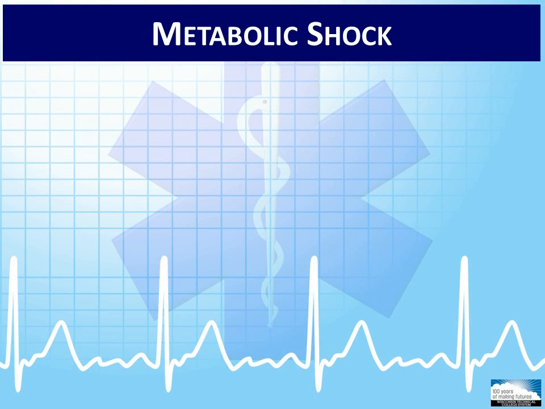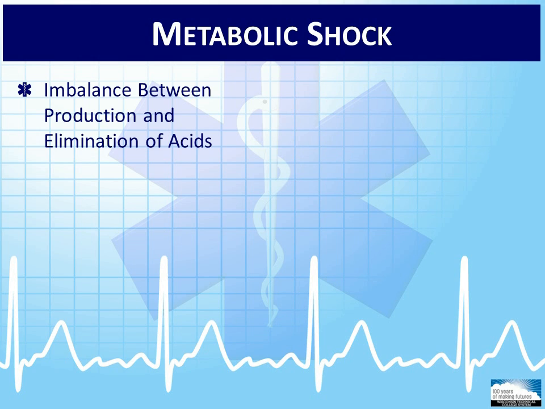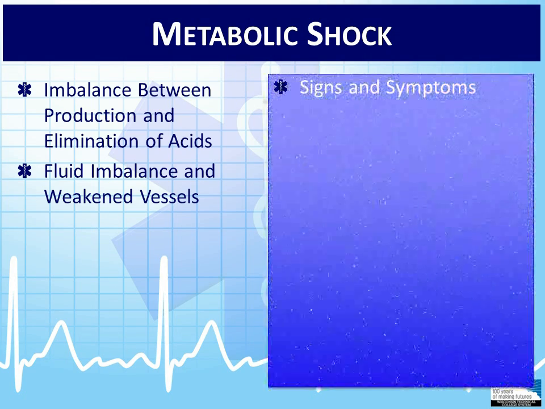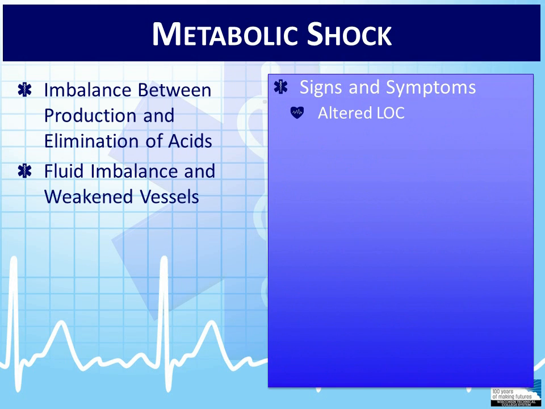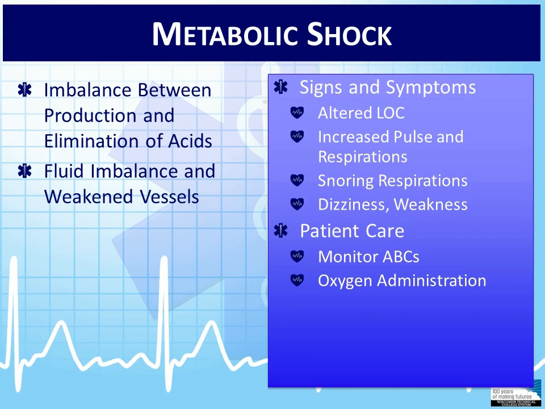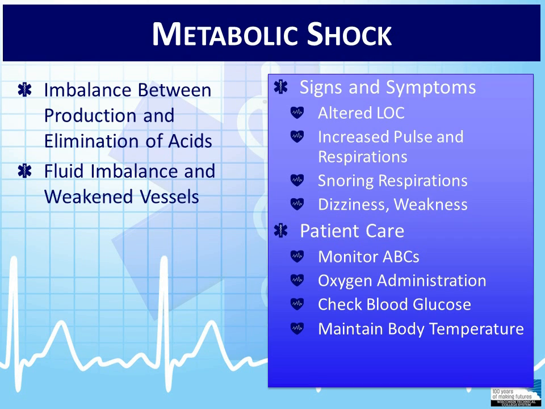Commonly observed in diabetic and dialysis patients, metabolic shock can result when a patient has an imbalance between the production and elimination of acids within the body. A significant fluid imbalance can also result in metabolic shock as well. Patients in metabolic shock may present with an altered level of consciousness, increased pulse, rapid respirations, snoring, dizziness, or weakness. Patient care should include monitoring the patient's airway, breathing, and circulatory status, administration of high-flow oxygen, measurement of blood glucose, maintenance of body temperature, and expedited transport with consideration for an ALS intercept.